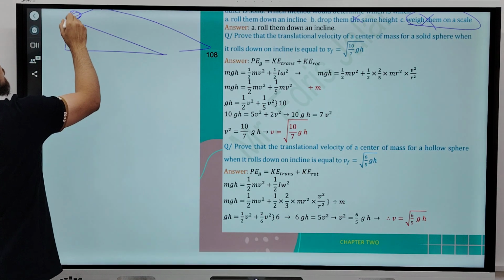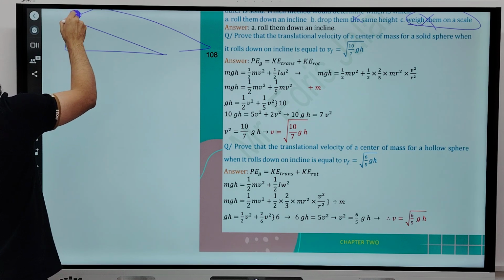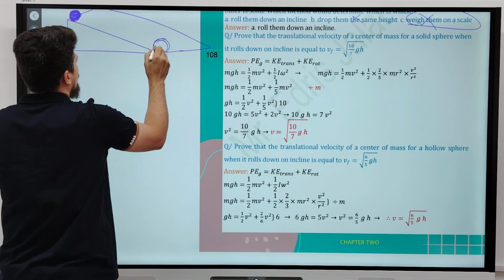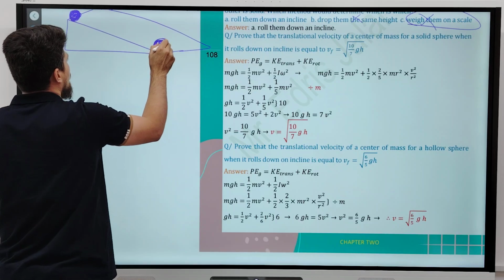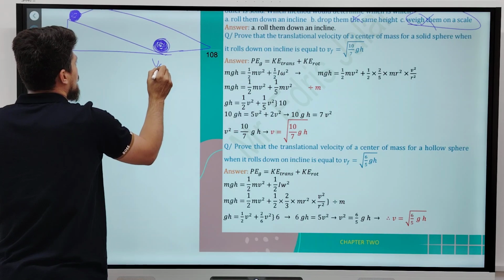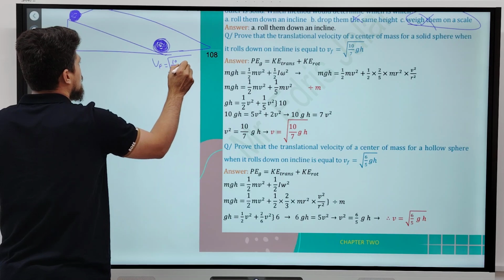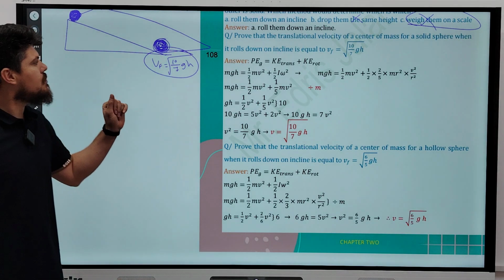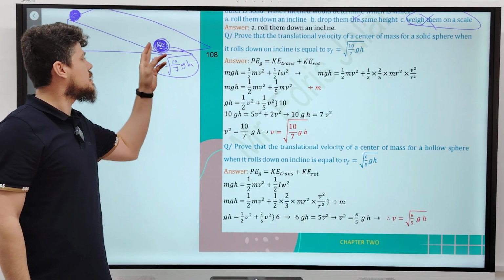Okay, this is a solid sphere. Assume that this is a solid sphere. If you roll down the solid sphere, its velocity at the bottom of the incline is equal to what? V final at this point is equal to radical 10 over 7 gh. What does the final velocity of the object at the bottom of the incline depend on? It depends on the height and its shape.